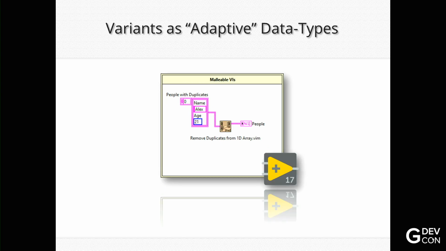And the benefit of LabVIEW 2017 and onwards is that we now have Malleable VIs. So we get that magical adaptive data type, which makes creating reusable libraries easier. And for stuff like this, they're really, really good.